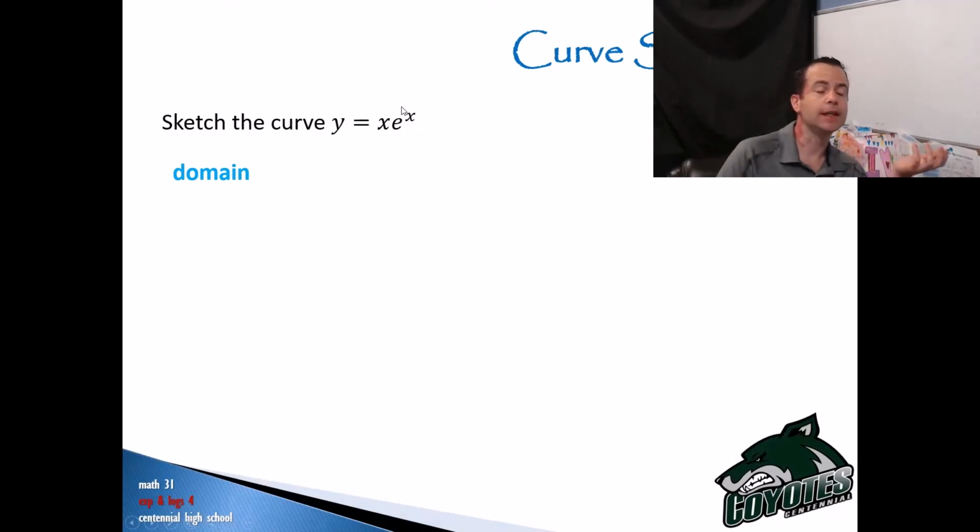If you think about any sort of exponential graph, regardless that the base is e, any sort of exponential graph there has all permissible values for x. So the domain for this guy is negative infinity to infinity, okay?